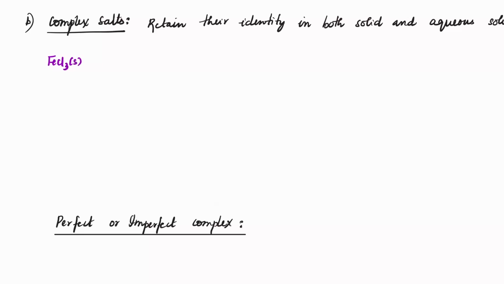Okay, and when you treat this with KCN, maybe in a liquid state, then first it will convert into Fe(CN)3, a precipitate. And when you add excess KCN, in that case it will convert into K3[Fe(CN)6]. This is the complex form that you will get.